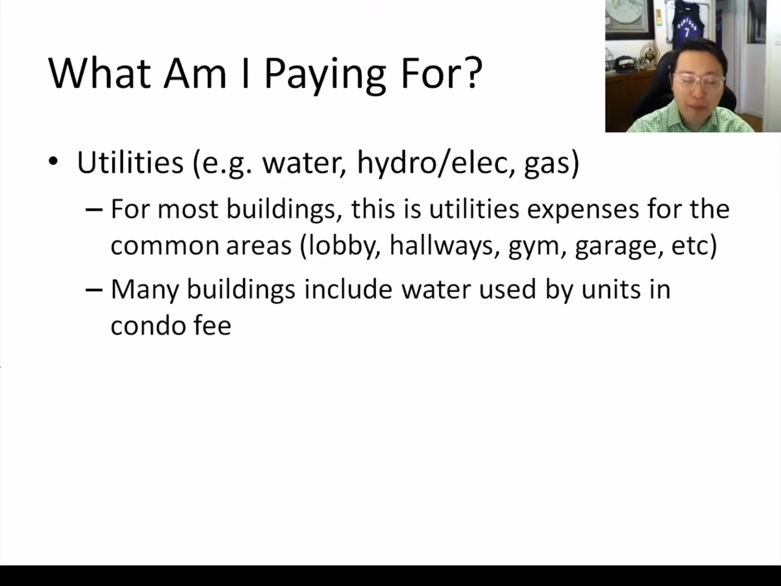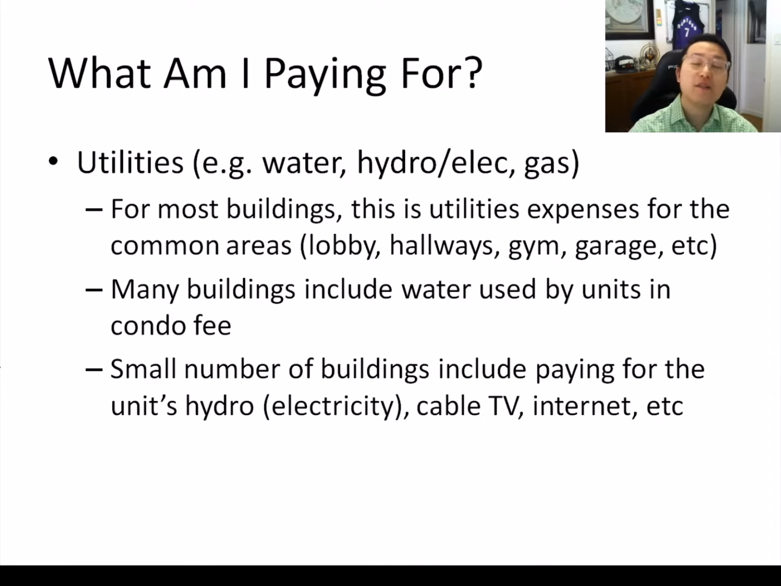However, to make things more complicated, some buildings also include the water that's used by all the units in the condo fee itself. And to make that even more complicated, an even smaller number of buildings will actually include paying for the unit's electricity, sometimes also the cable TV, sometimes also the internet as part of the condo fee. So there isn't really a template or a one-size-fits-all when it comes to paying for utilities through your common elements fee or your condo fee.